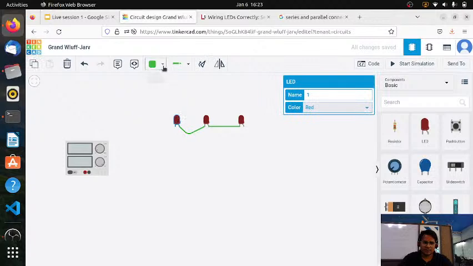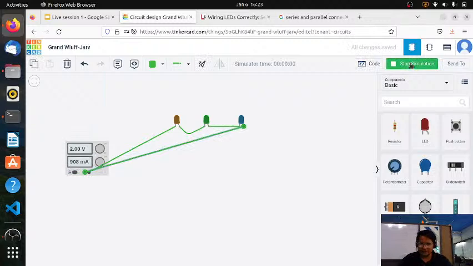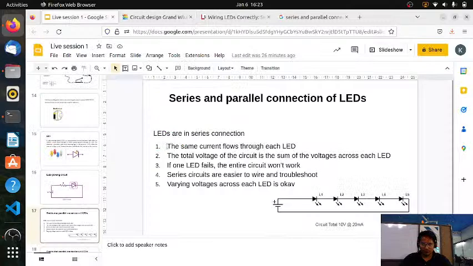Let's change the LED color also. Orange. Let's change this color to green, and let's change this color to blue. Yes. Now let's connect. This is the negative leg, so negative I have to connect to negative, and this is the positive end. Let's connect to the positive end, and let's apply the same voltage, and we will observe. See what you can see here, with 2 volt it is not glowing. None of the LED is glowing, but we are going to measure this first one.